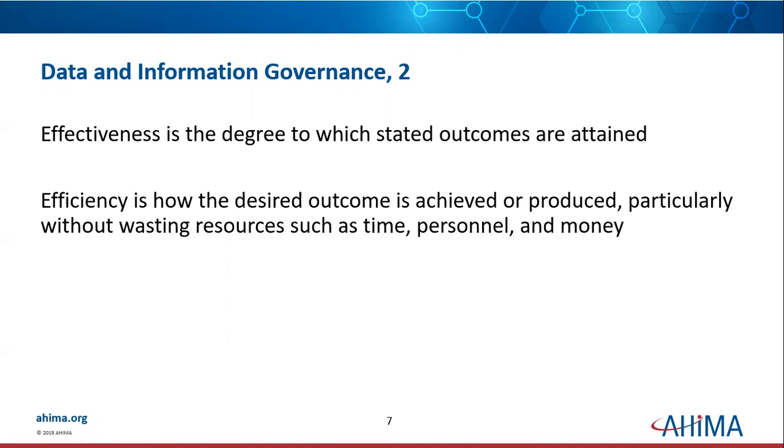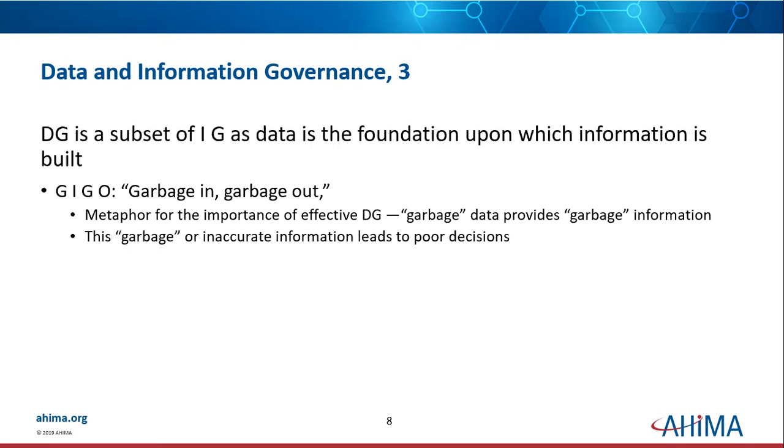Effectiveness is the degree to which stated outcomes are attained, and then efficiency is how the desired outcome is achieved or produced, particularly without wasting resources such as time, personnel, and money. And so this efficiency is part of information governance 2. Information governance 3: DG is a subset of IG, as data is the foundation upon which information is built.